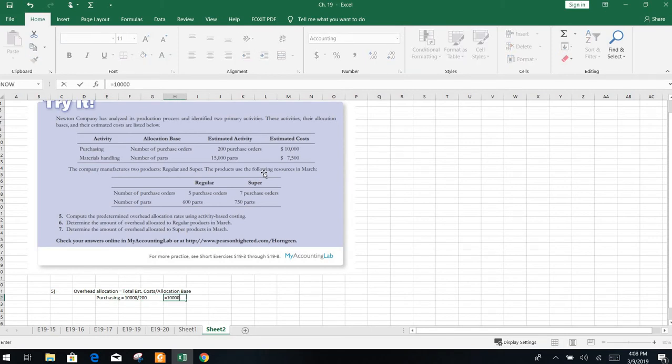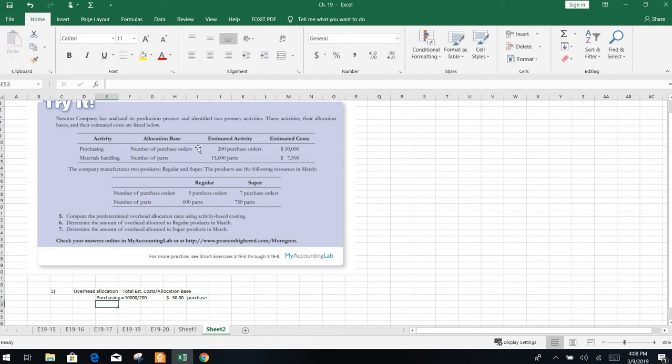10,000 divided by 200, and that's $50, and I'm just going to put a label on there to make everything clear. It's $50 per purchase order because that's our base. So I'll just put purchase.